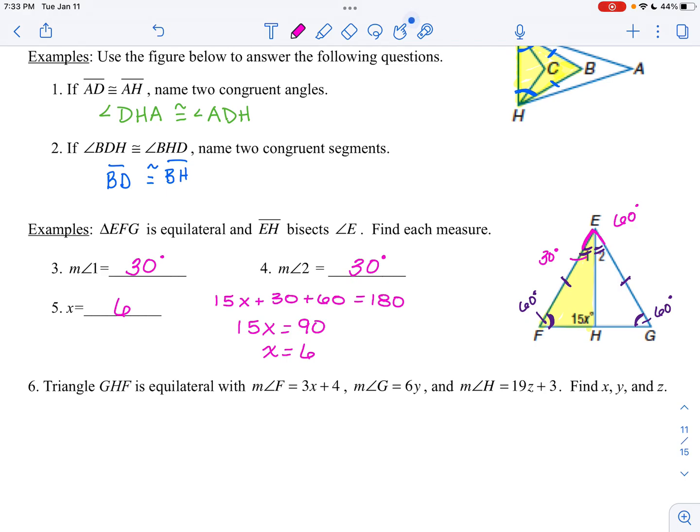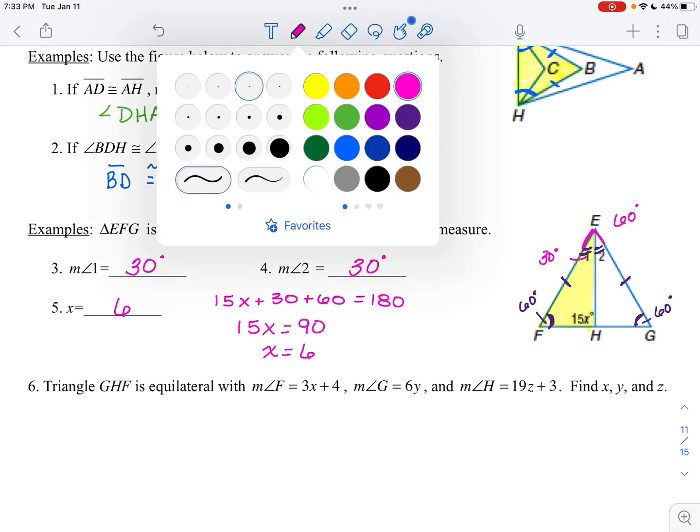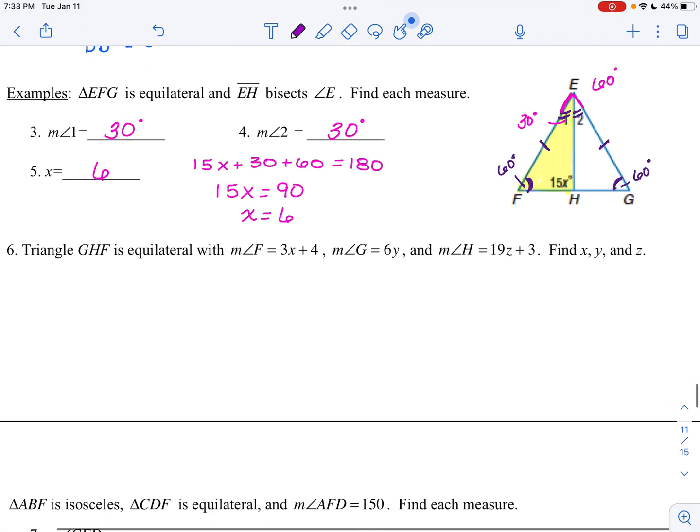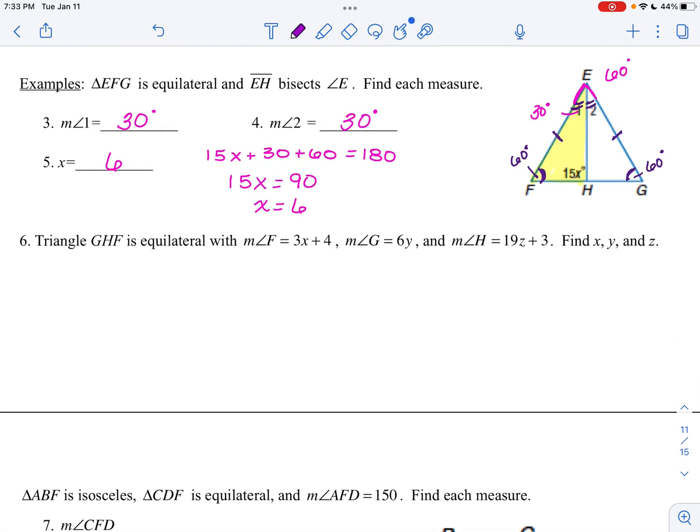Question number 6 also deals with an equilateral triangle and its angle measures. It says triangle GHF is equilateral, and then we're given algebraic expressions for each of its three angles. So remember, every equilateral triangle is also equiangular, and each of these angles must measure 60 degrees.